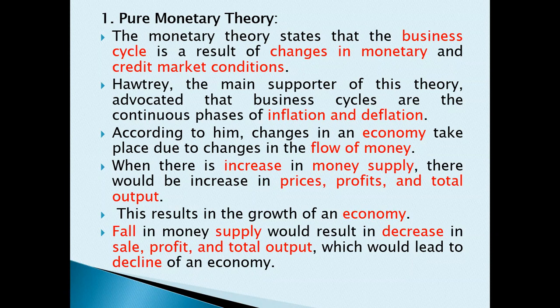An increase in the money supply may come in the form of investors' money or foreign direct investment. If there is an excess of money in the market, it affects the business cycle. If there is a shortage of money, a shortage of capital in the market, that also shows an effect on the business cycles. So when there is an increase in the money supply, there would be an increase in prices, profits and total output.